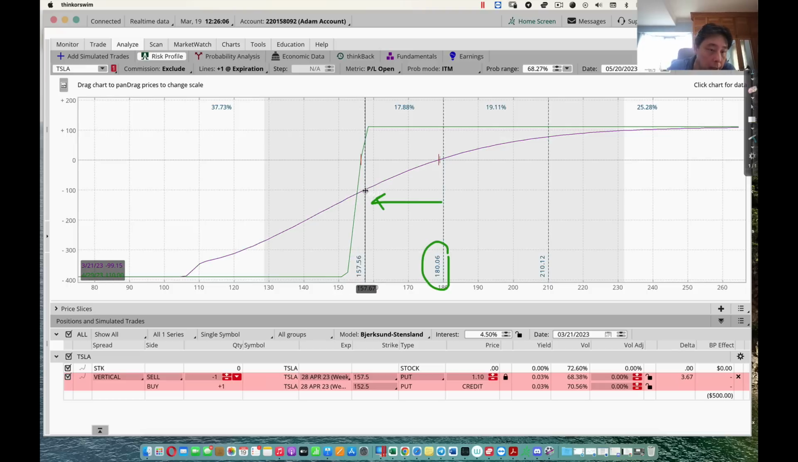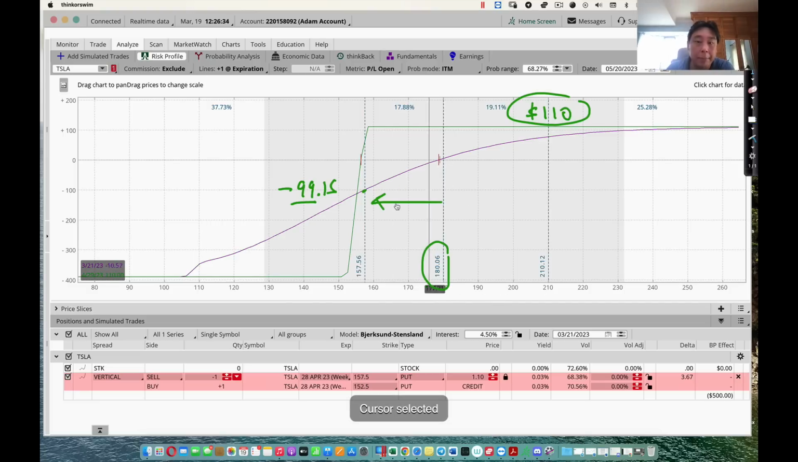You would lose $99.15 if it drops immediately. That's how much you lose. Okay, so you're risking $99.15. But if it's a winning trade, right, you will make $110 in this example. So that's not a bad deal, right? Now, that's if it drops immediately.